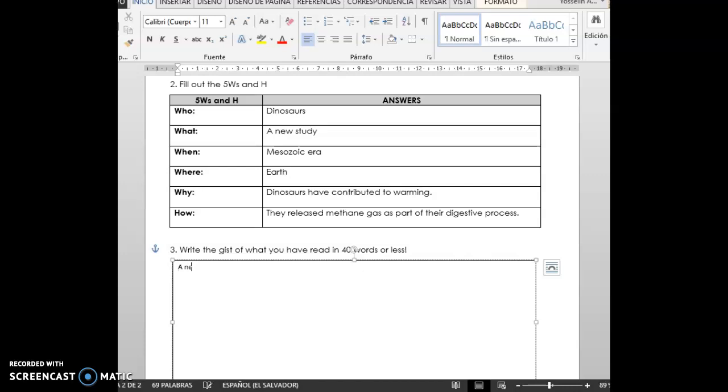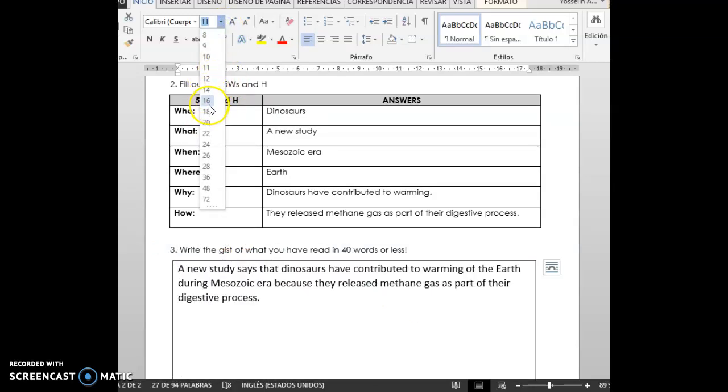My gist is: a new study says that dinosaurs have contributed to warming of the earth during the Mesozoic era because they released methane gas as part of their digestive process. Here I already wrote down my gist.